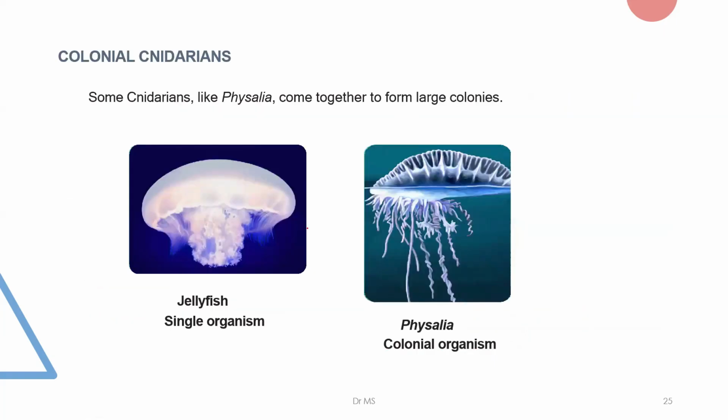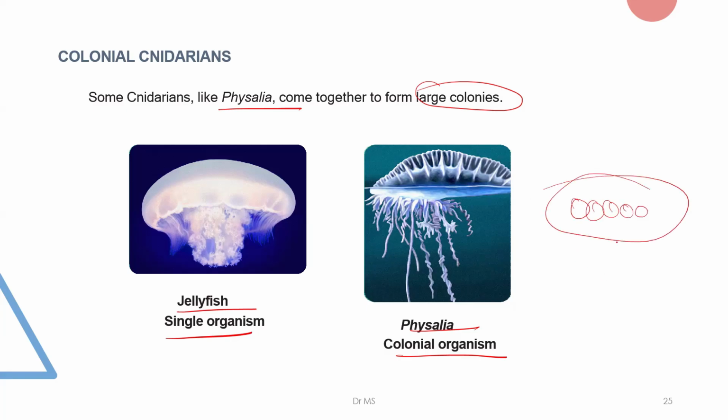So from that, you can say they also exhibit the colonial form. Some cnidarians like Physalia come together and form large colonies. Okay, remember Physalia, a colonial organism, which will show large colonies. Jellyfish, it's a single organism. Physalia, it's colonial. That means they will not live like an individual organism. All these organisms will form a single structure. That we call a colony. Here, Physalia.